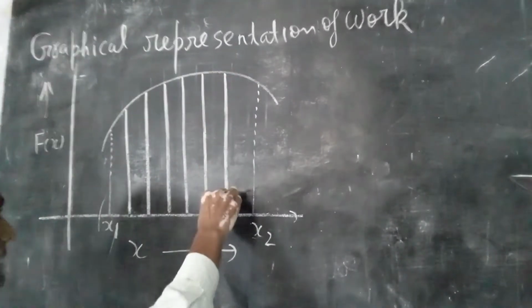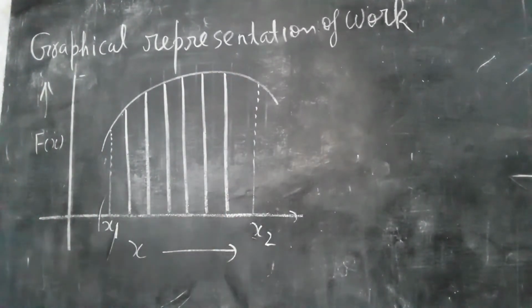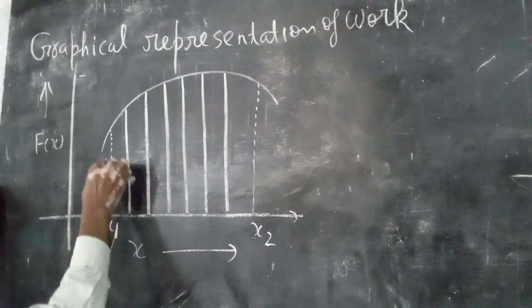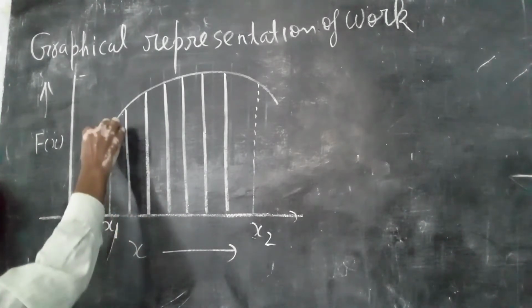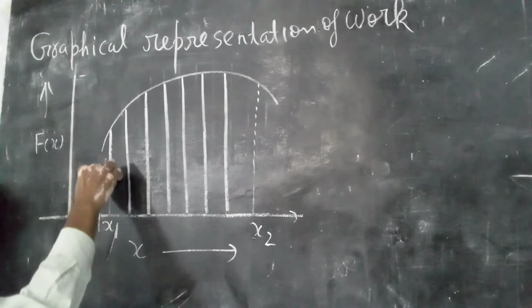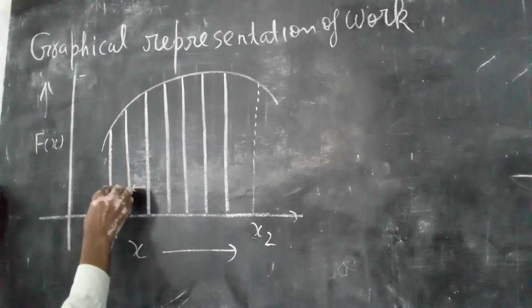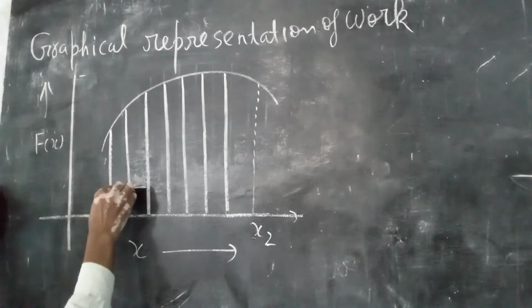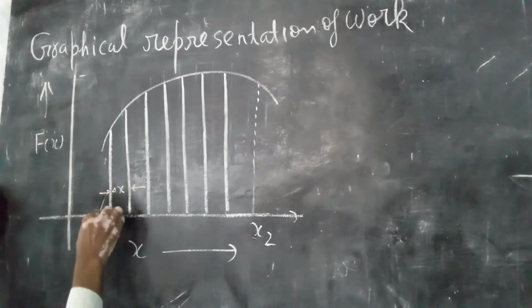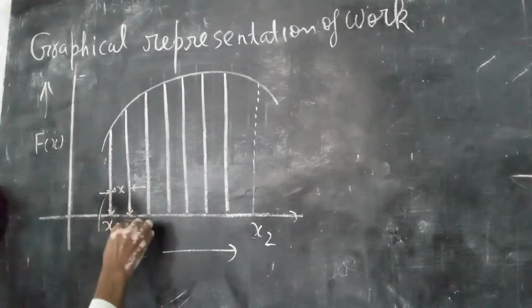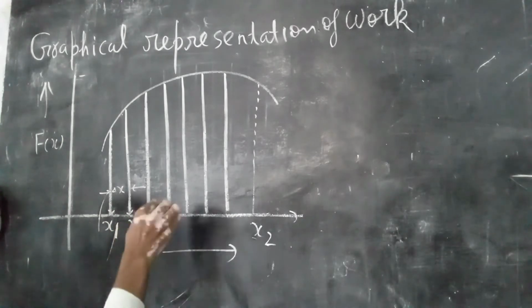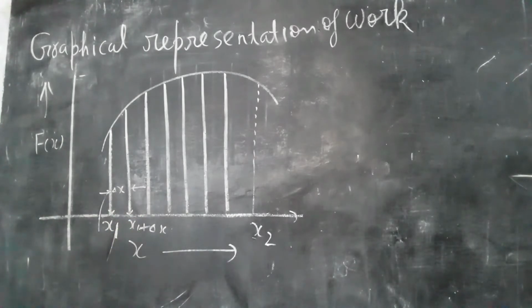thickness delta s, such that the force for this small displacement is constant. So if this is x1, then this will be x1 plus delta x.